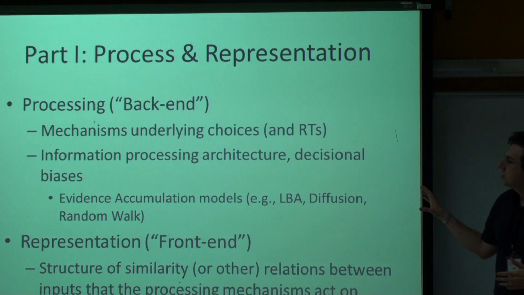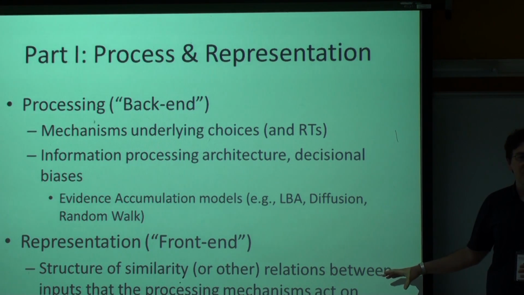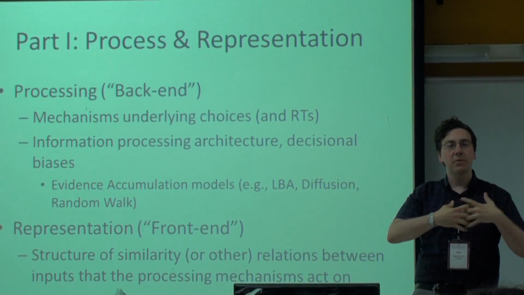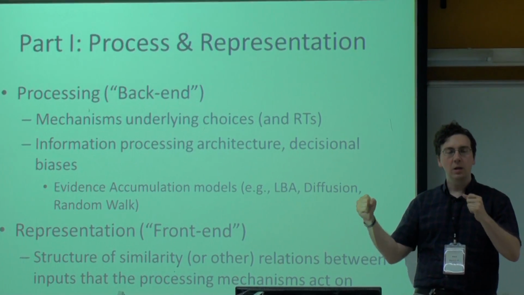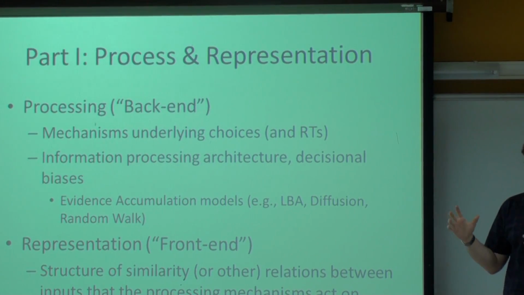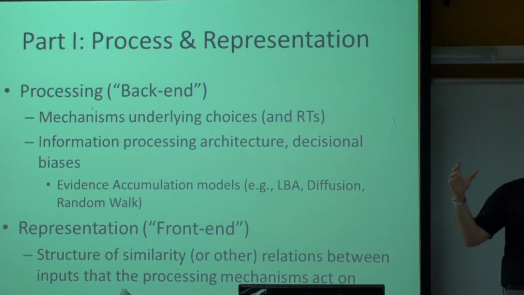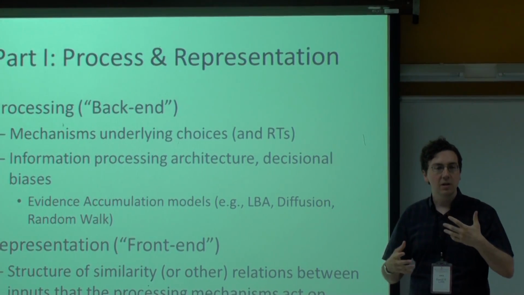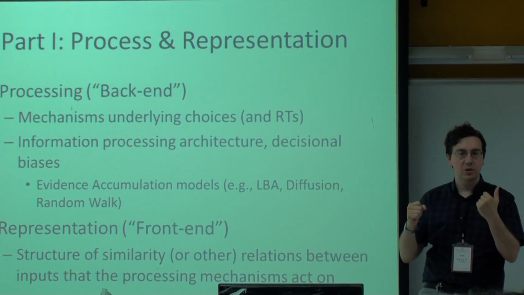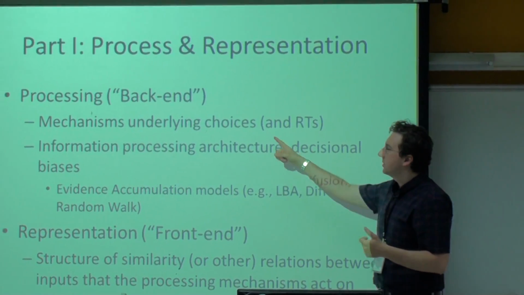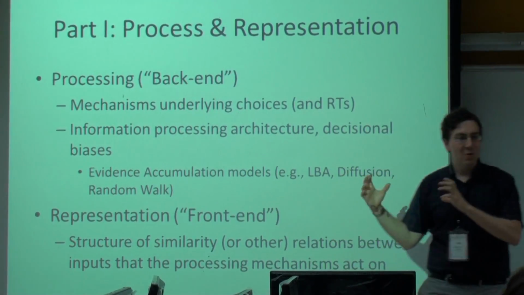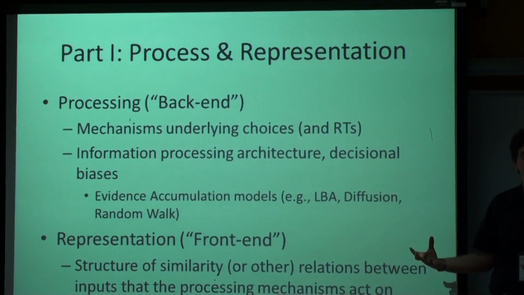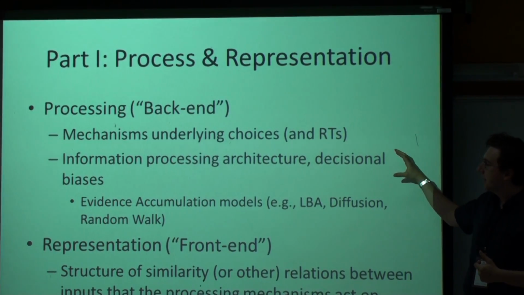Okay, so I'm going to distinguish, this might be the hardest part to understand about the whole thing. I'm going to distinguish the sequence of things which happen when you make a decision into two parts. One of those I'm going to call the processing backend. This is the bit which actually takes the information from something, processes it, and generates your choice and the amount of time it takes to generate your response time. Now, I'm going to call this the backend, and I'll show you why in a minute.